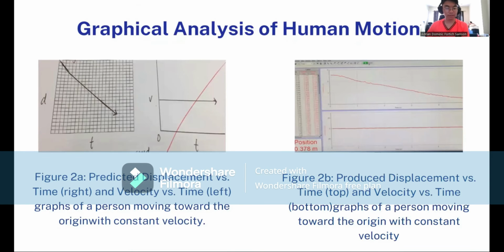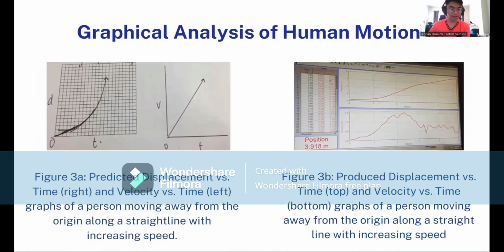The second task was for a person moving toward a chosen starting point with constant velocity for a period of 10 seconds. From the displacement versus time graph, it is shown that the line is moving in a declining negative direction, where the displacement of a person will decrease as time increases. This is because the starting position of the person is away from the origin, and as he moves towards it, the person's displacement decreases. From the velocity versus time graph, it is shown that the line is parallel to the horizontal x-axis, since the velocity of the person moving is always constant as time increases. The x values are negative since the person is moving towards the origin.